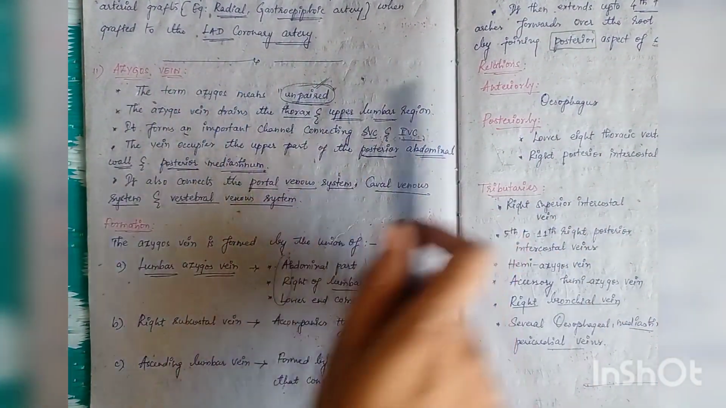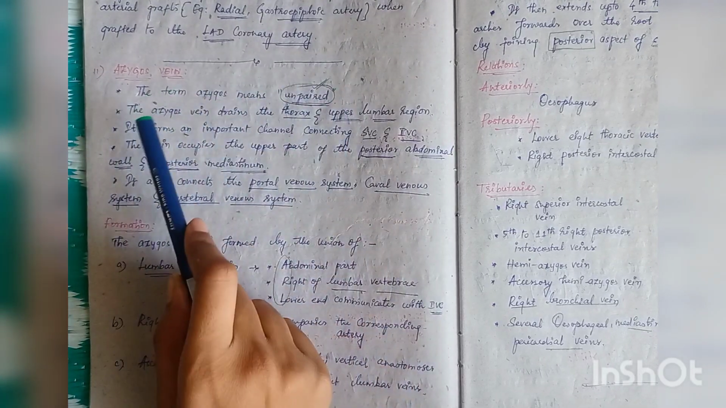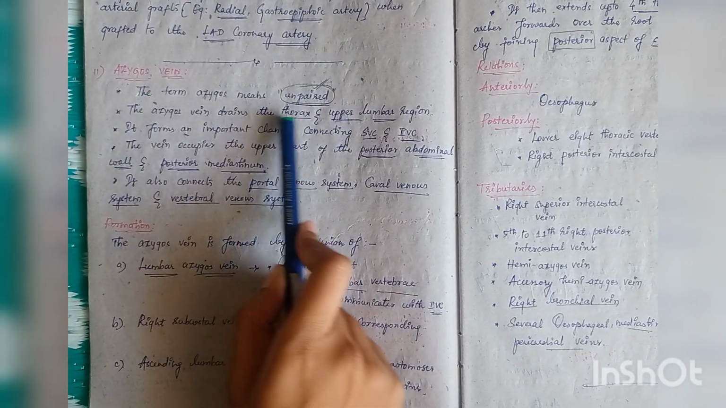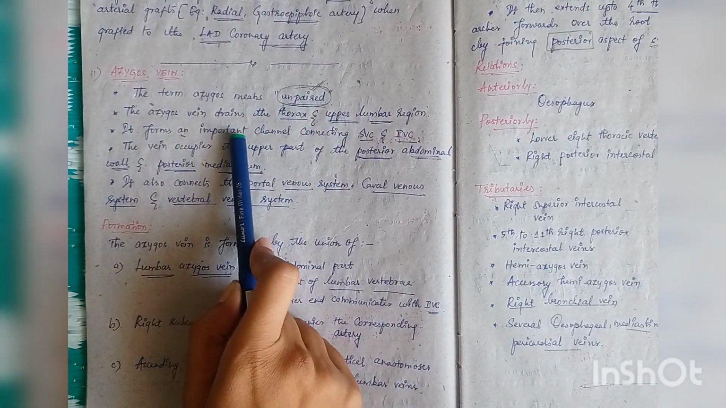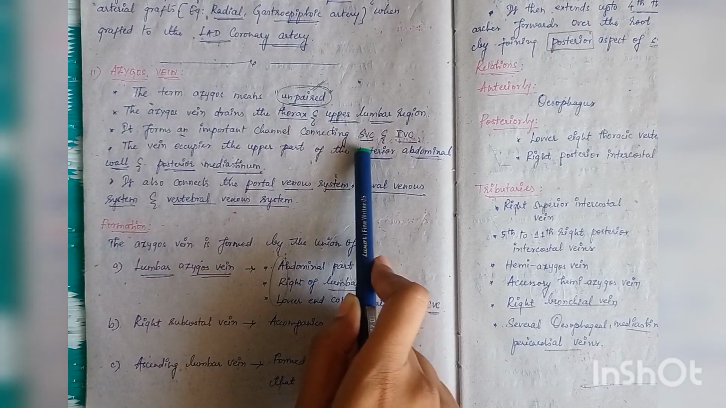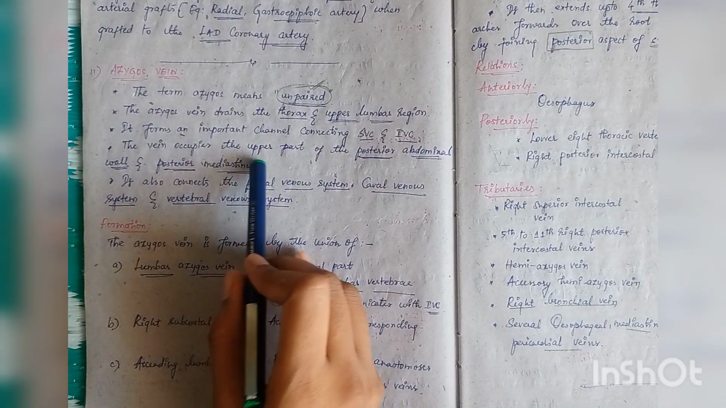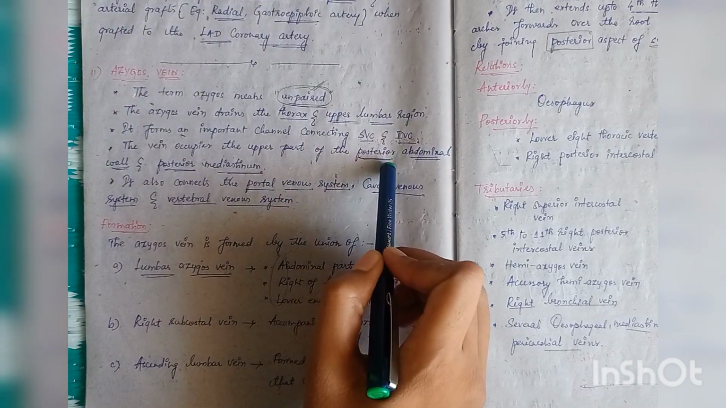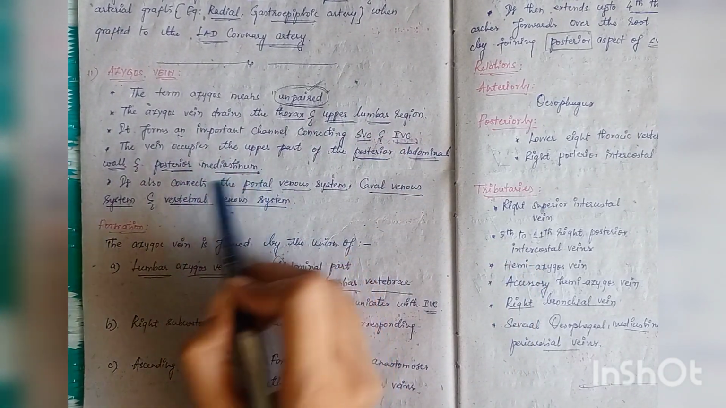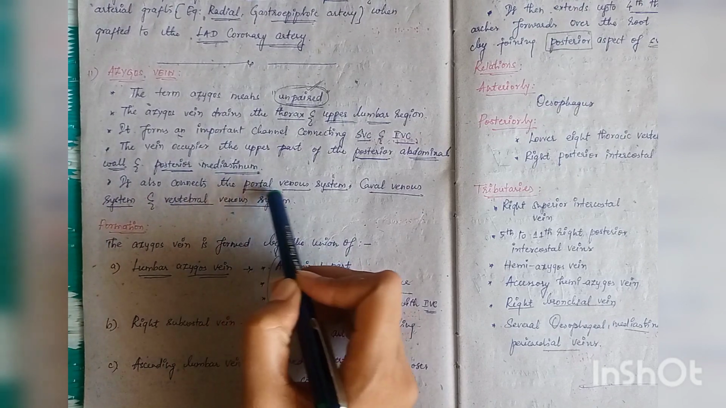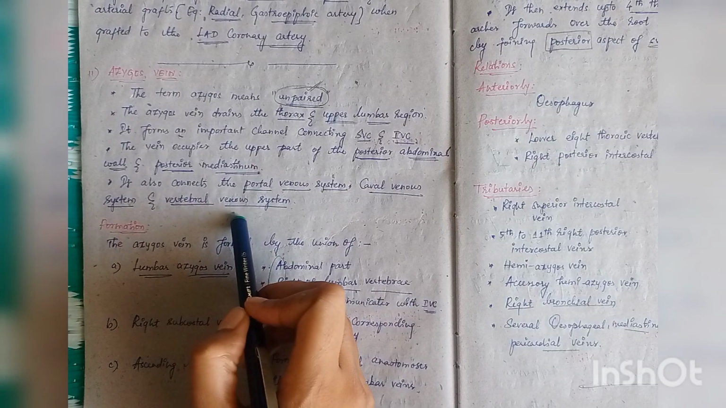So azygos vein. As we already know, the term azygos means unpaired. The azygos vein drains the thorax and upper lumbar region. It forms an important channel connecting the superior vena cava and inferior vena cava. The vein occupies the upper part of the posterior abdominal wall and posterior mediastinum. It also connects the portal venous system, caval venous system, and vertebral venous system.